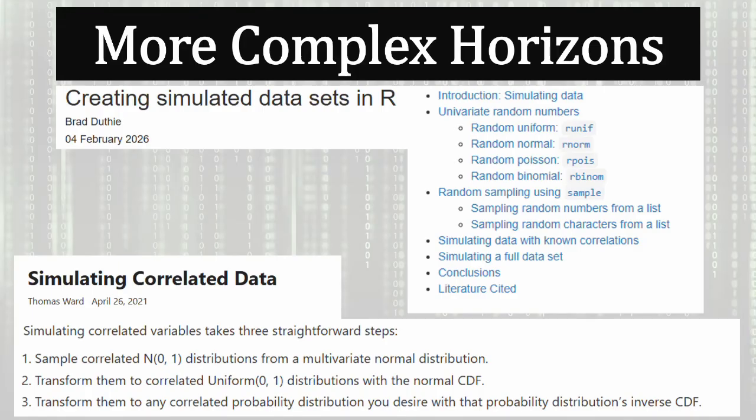And a more sophisticated one that I didn't get to, but the method looks very slick, is Simulating Correlated Data from Thomas Ward, where you sample from a multivariate normal distribution, you transform them, and then you transform them back, and you can essentially get really nice probability distributions that are correlated. So those will be in the references.